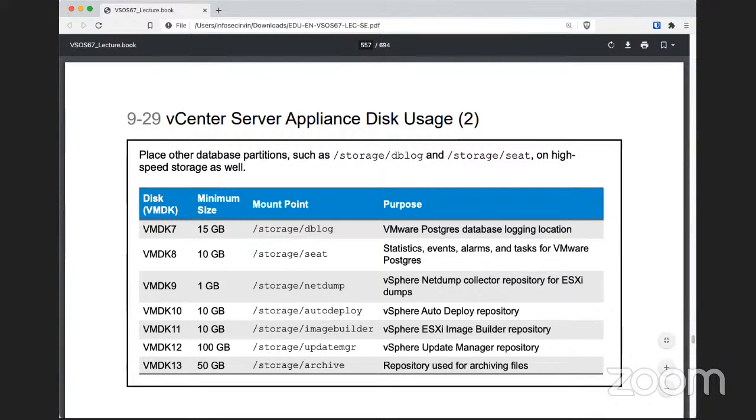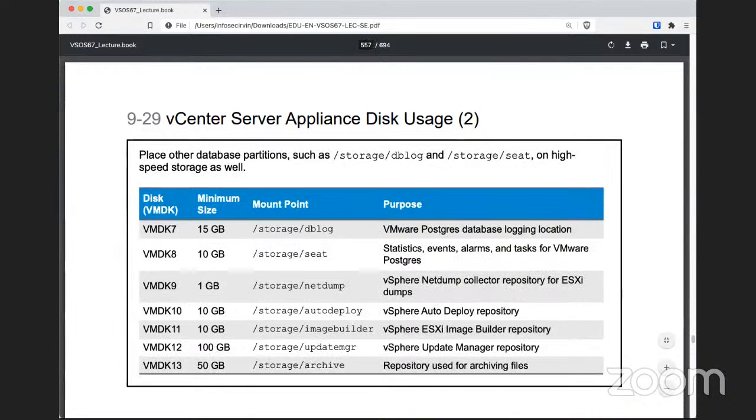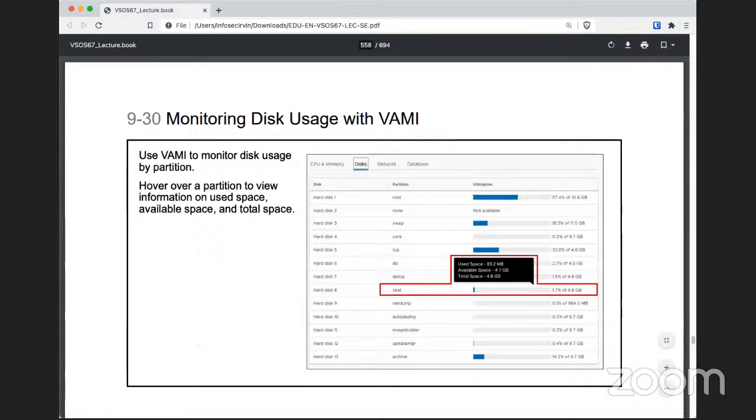This is good to know. Should something happen with the appliance and you want to get the logs, you would specifically look for VMDK5 and get the information off of that. You can use VAMI to monitor disk usage by each partition if necessary.